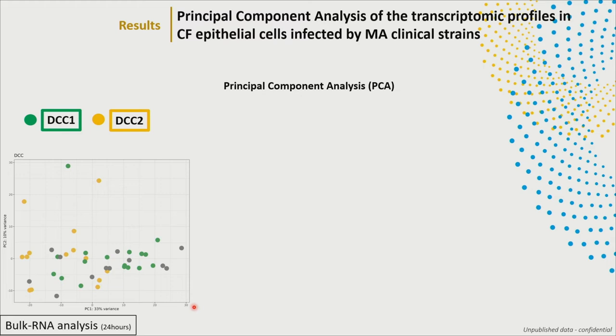And as you can see here in this plot, where the principal component variable 1 and 2 can widely describe the overall host genetic variation, we observed that when we stratified our sample based on the dominantly circulating clone, we observe a good stratification or separation of our transcriptomic profile, suggesting that cells treated with different dominantly circulating clones may account for a different pathogenicity.